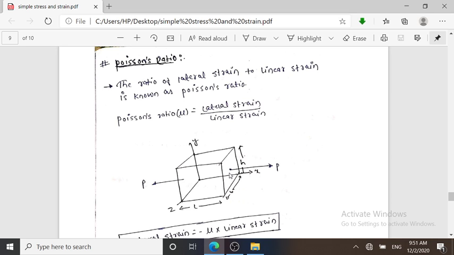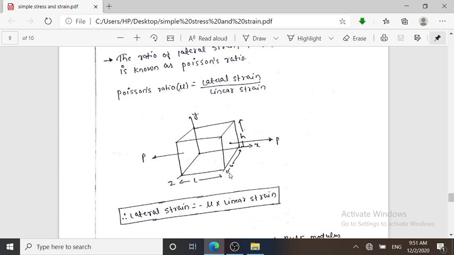Lateral strain by linear strain is nothing but it is termed as Poisson's ratio. Now Poisson's ratio is denoted as mu. So lateral strain is equal to minus mu into linear strain.